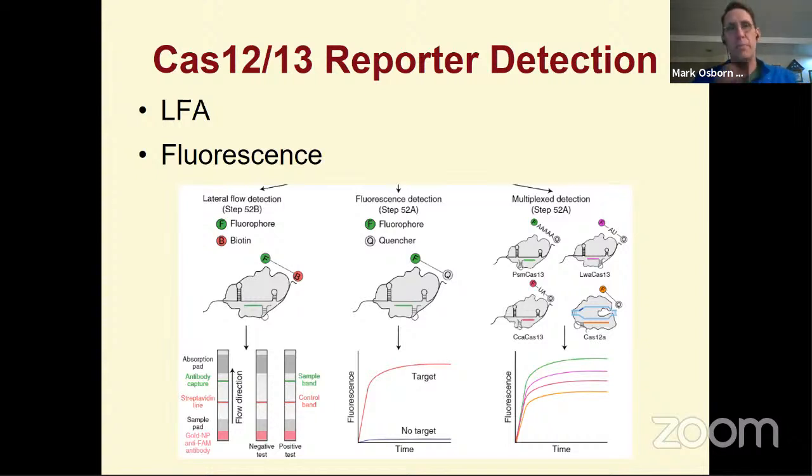And while these are important, when these were first described, Cas12 or Cas13 weren't commercially available and only recently have become so. And so they were somewhat restrictive for people who wanted to enter this space to design assays because it required that person or that laboratory to synthesize and purify their own protein.